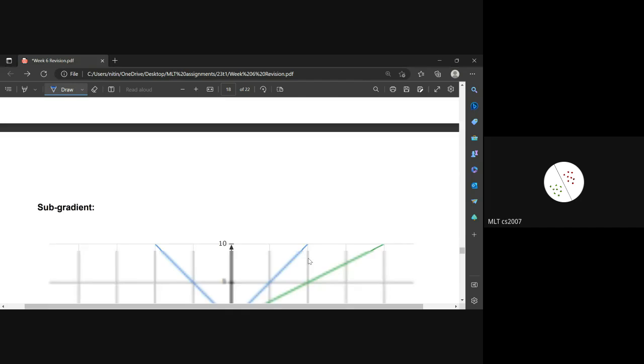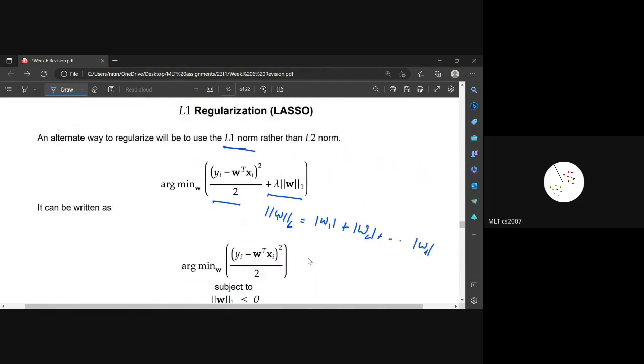Same formulation, but if you look at this optimization problem you have to solve, what is the problem in solving it? Can we solve it using gradients? Is this function differentiable? No. This function is not differentiable at some points. That is the issue with this optimization problem, and there is no closed form solution for lasso regression.